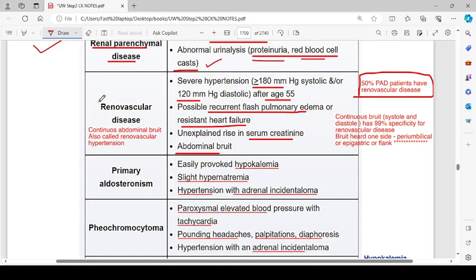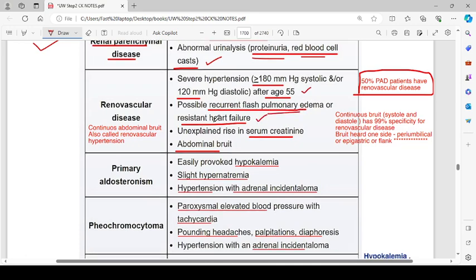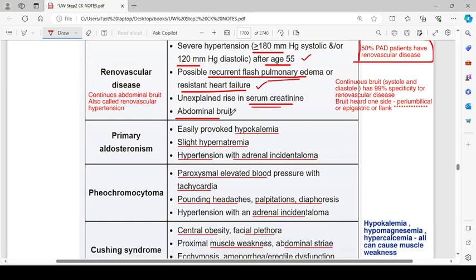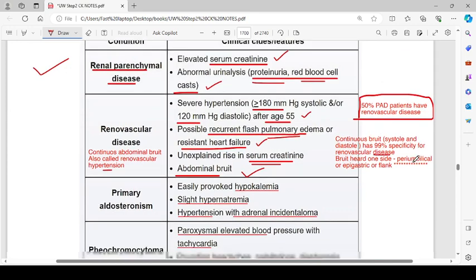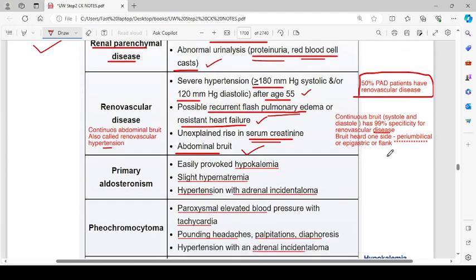I'm sorry, renovascular disease: severe hypertension more than 180 millimeters of mercury systolic or more than 120 millimeters of mercury diastolic after the age of 55, possible recurrent flash pulmonary edema or resistant heart failure, unexplained rise in serum creatinine and abdominal bruit. Continuous abdominal bruit, also called renovascular hypertension. Continuous bruit, that is systolic and diastolic, has 99% specificity for renovascular changes. Bruit heard on one side, periumbilical or epigastric or flank.